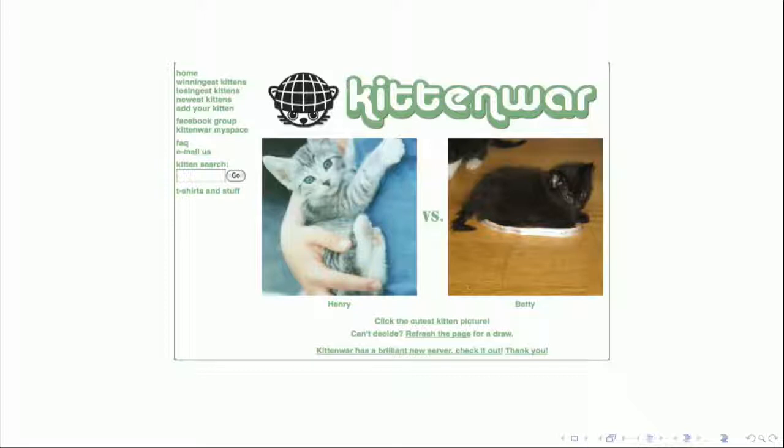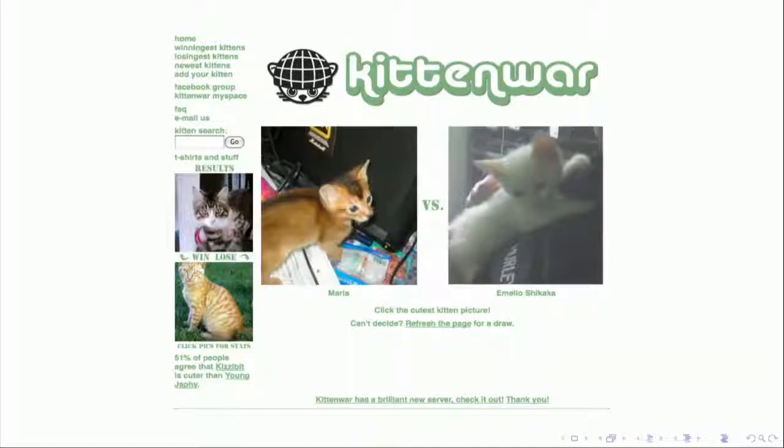You will definitely see two pictures of kittens. You will be able to vote on whichever kitten you think is cuter. And then a new pair of kittens will come up. And then you can vote again and again and again. And before you know it, you've spent 20 minutes clicking on kittens.